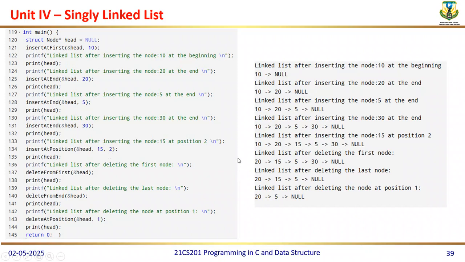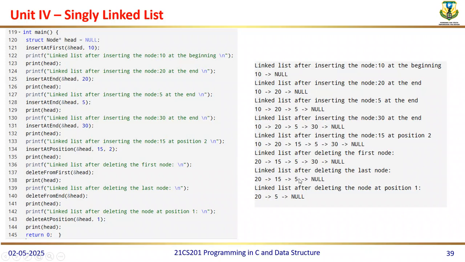Similarly for deletion, first I can delete from the first. Initially 10 is the head, now 10 is removed and 20 is made the head. Now 20 is the head, then 15 is the node and so on. Similarly the last node I can also delete from the end with this function. The last node, 30, is deleted here.